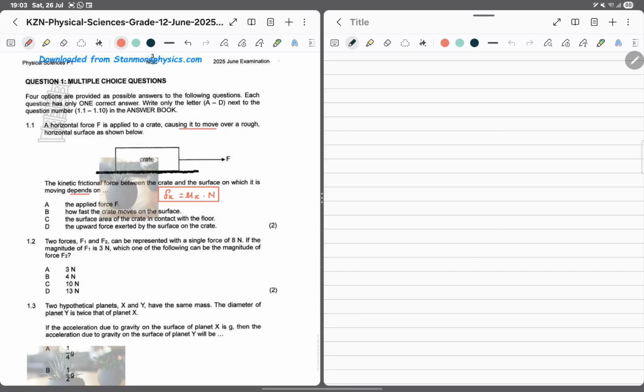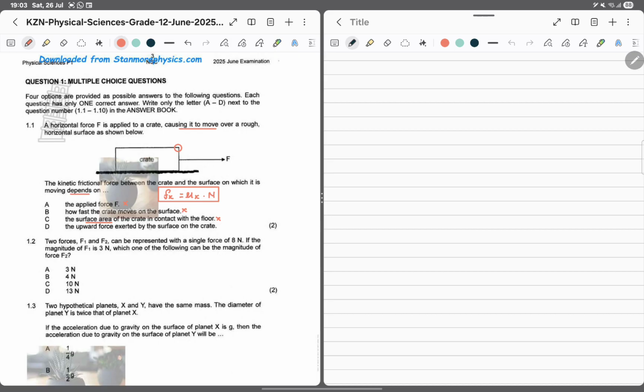Now the question says, does the kinetic frictional force depend on the applied force? It has no relation. How fast the crate is moving on the surface? Not necessarily. The surface area of the crate in contact with the floor? Well, that's not necessarily the case, because even if we place our crate on that corner, all its weight will transmit right down on that corner. So in the end, we will have the same normal force.